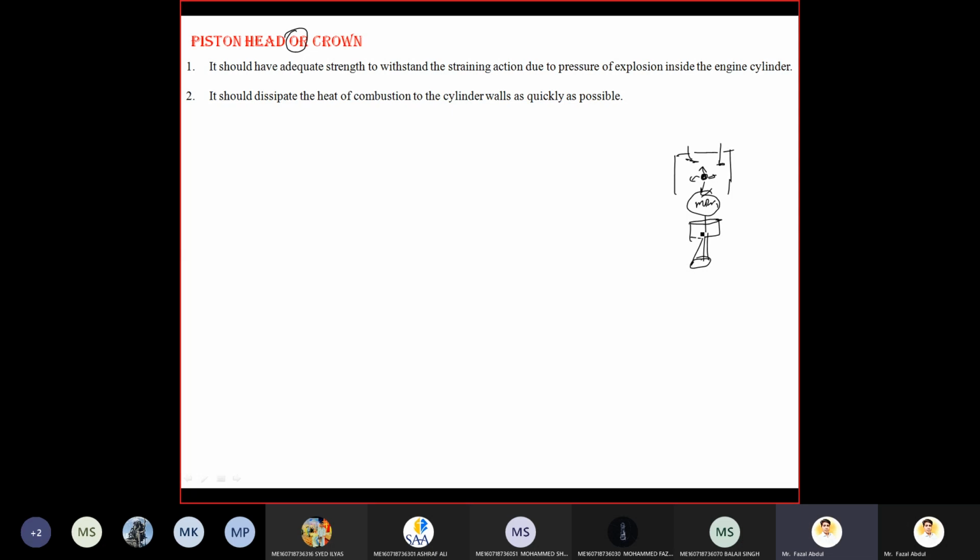Okay, so in that manner, we need to design the piston. This is the first criteria: sustaining the maximum pressure, withstanding the pressure, means it should have high strength. The second one is that because of the burning gases, there will be heat generation. See here, this heat is going to touch the cylinder walls, as well as the piston.